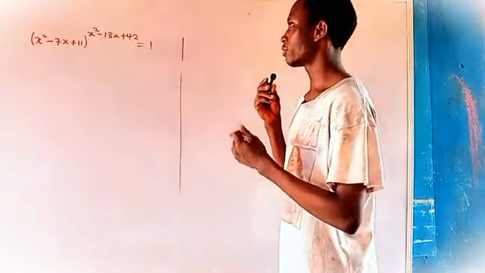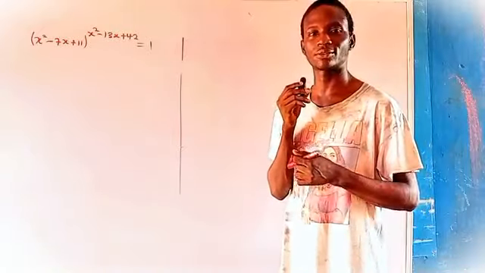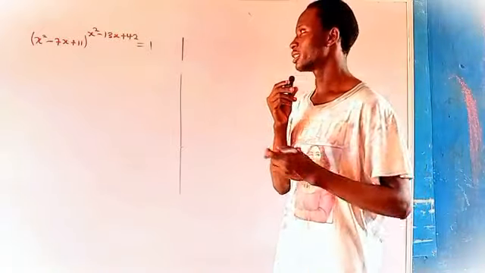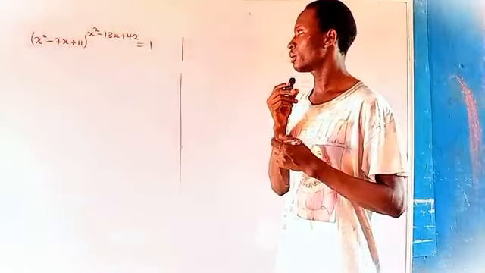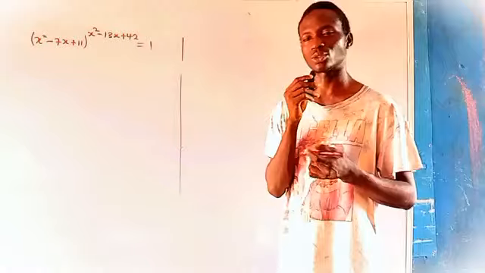All right, let's move on now. This is what we are given. The question says (x^2 - 7x + 11)^(x^2 - 13x + 42) = 1. How are we going to solve that?